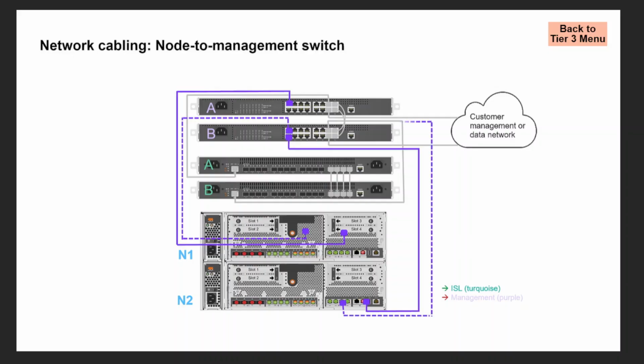Now create a redundant connection on Node 2 by connecting to port 2 of management switch A. If either switch goes offline, you still have a network route to monitor and manage each node. Customers can substitute their own Cat5e or Cat6 cables for the provided Ethernet cables.